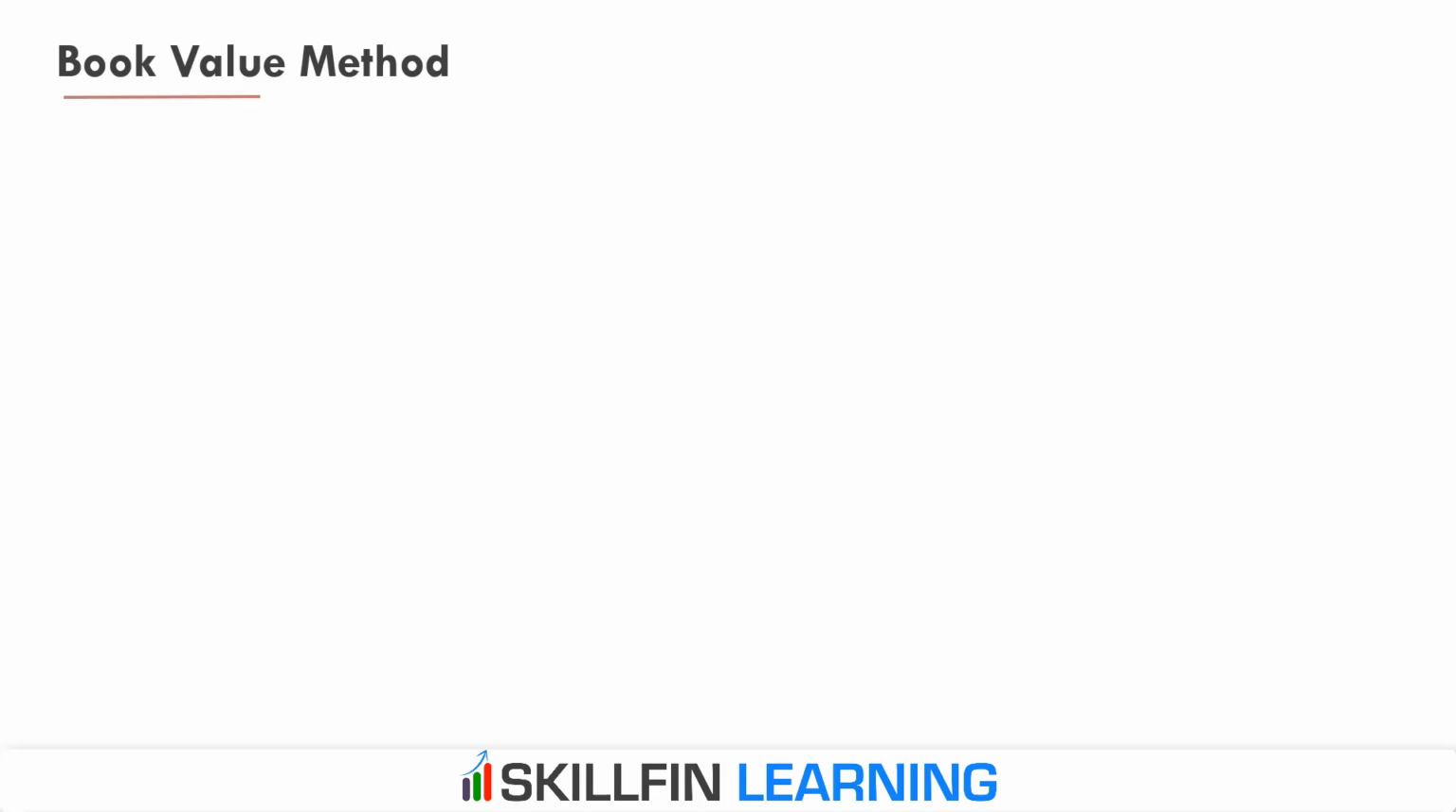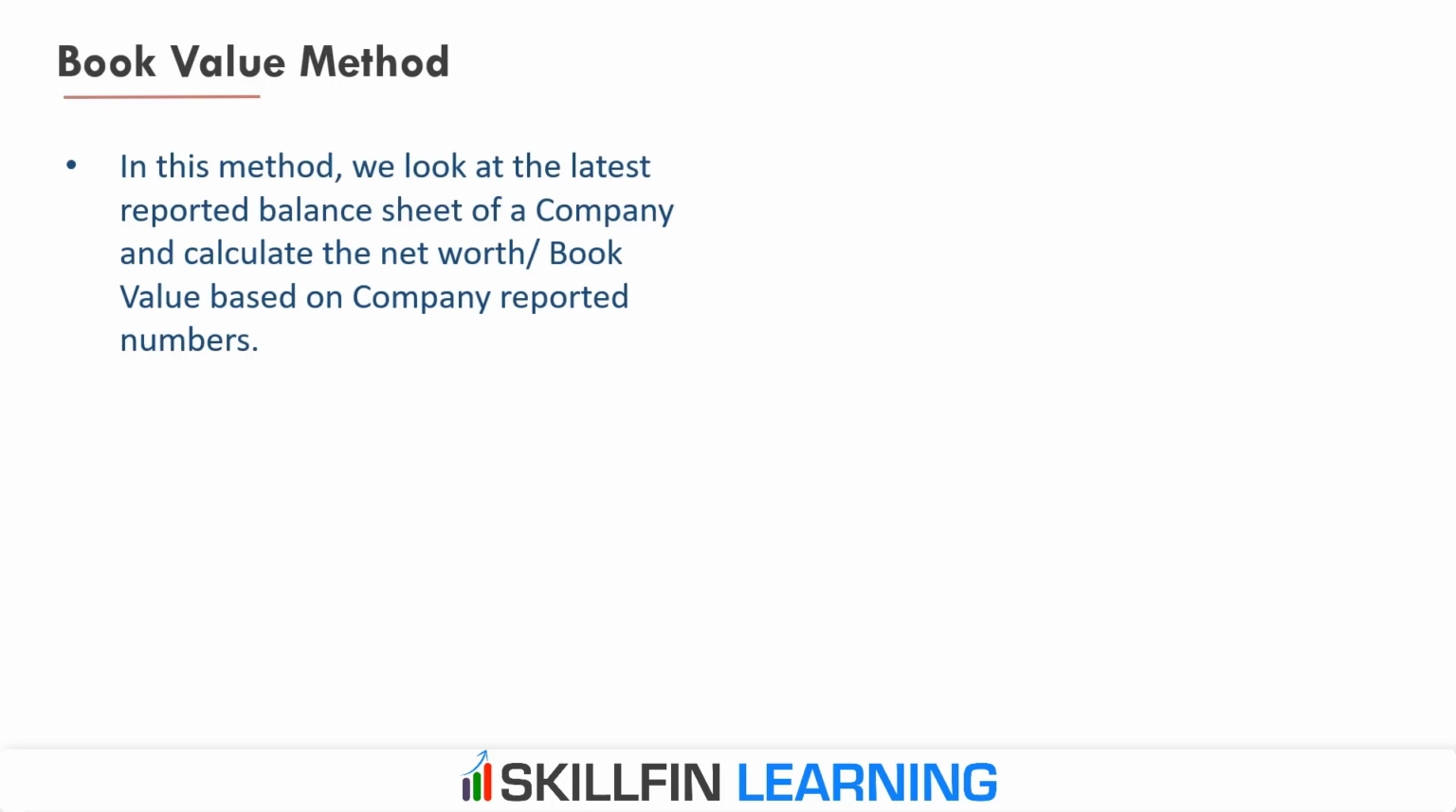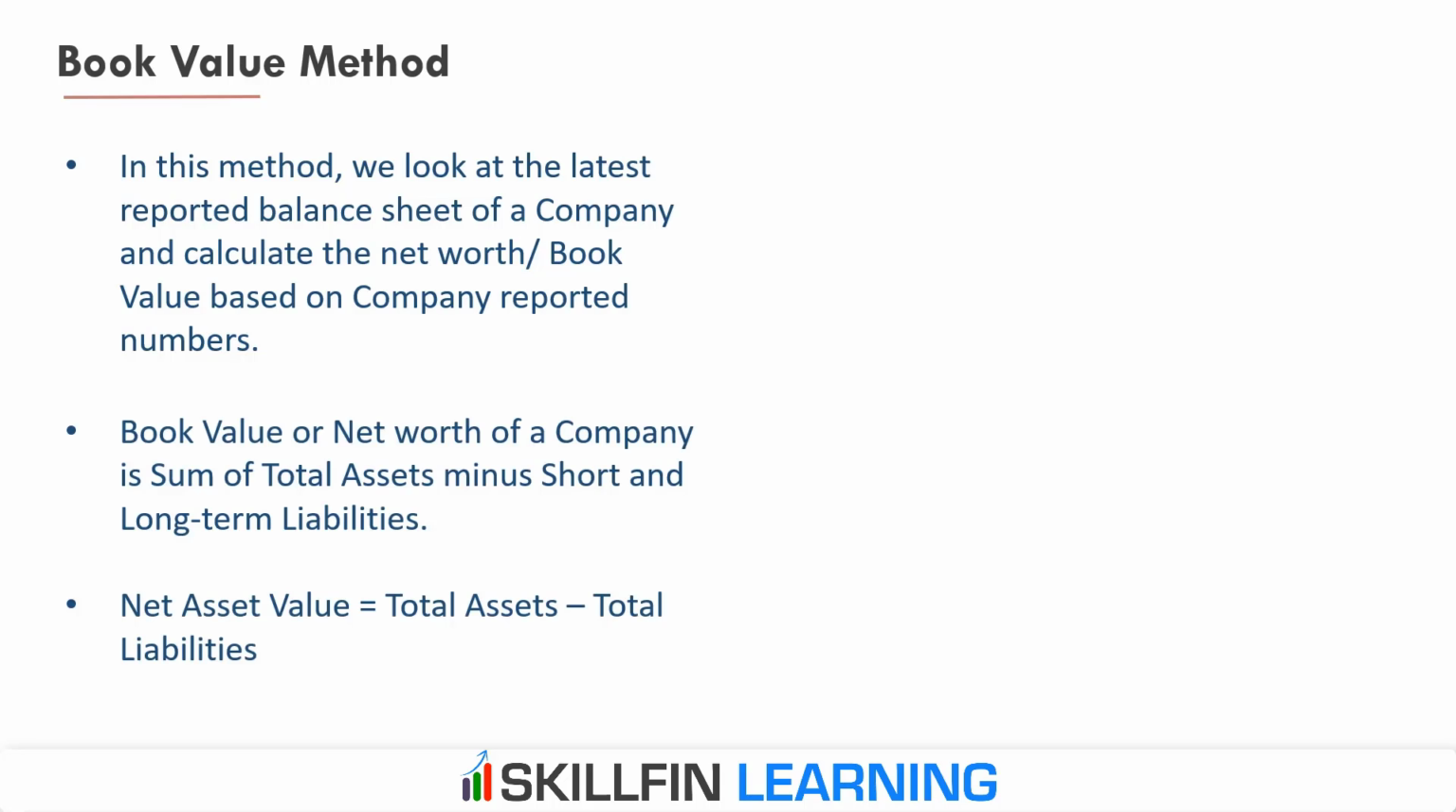Book value method or the net asset value method. In this method, we look at the latest reported balance sheet of a company and calculate the net worth or book value of it based on company reported numbers. Book value or net worth of a company is the sum of total assets minus short and long-term liabilities.